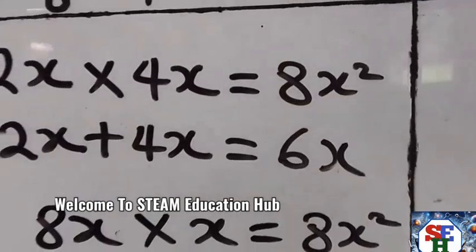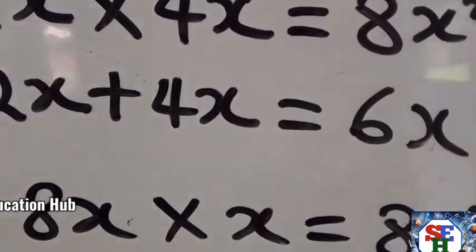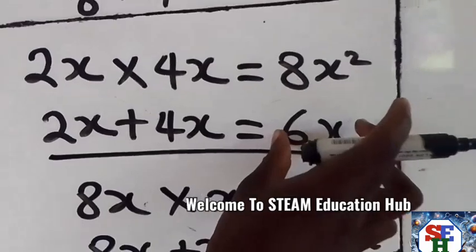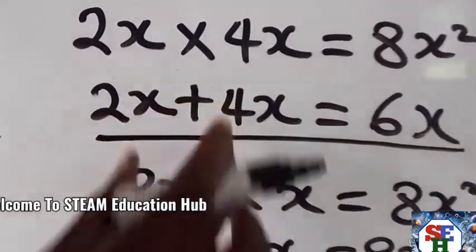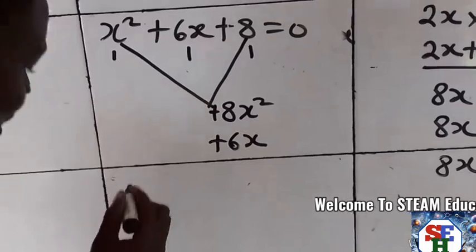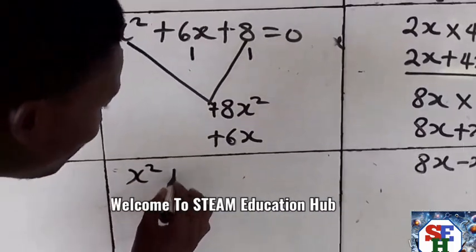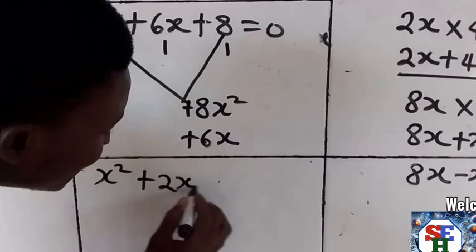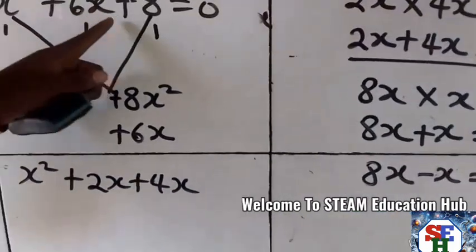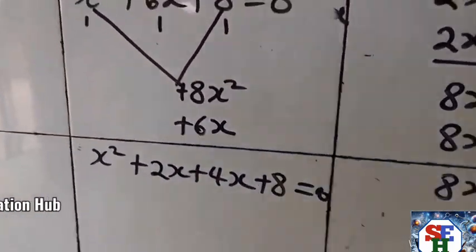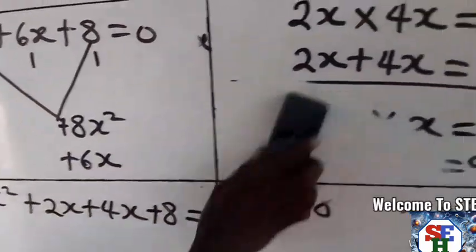So the suitable factor is this one. Our target is to replace this very factor. In the position of 6x, we are replacing it with 2x plus 4x. Let's take note. We now have x squared plus, remember this, 2x plus 4x, followed by plus 8 equals 0. You can see, if you observe this equation, it has been divided into about 4 parts.